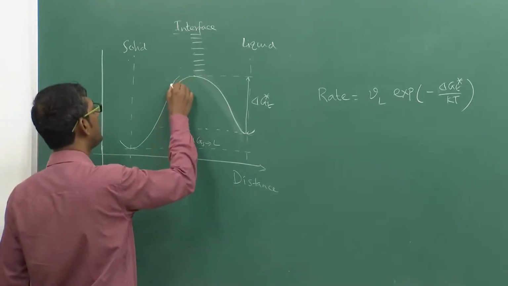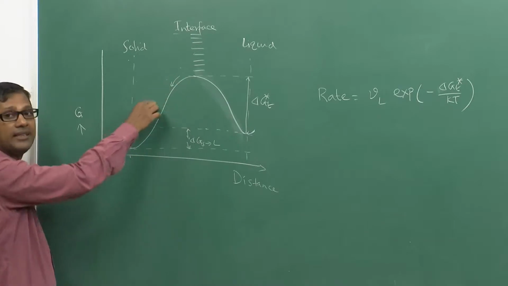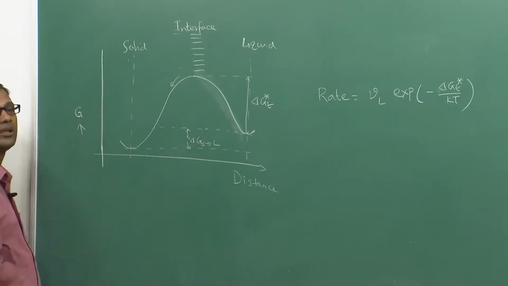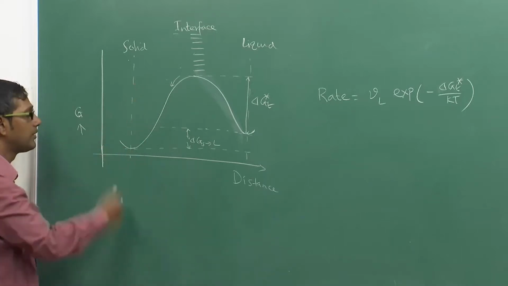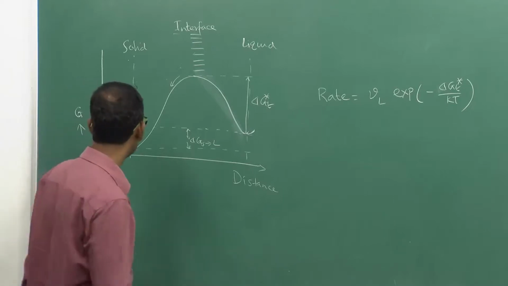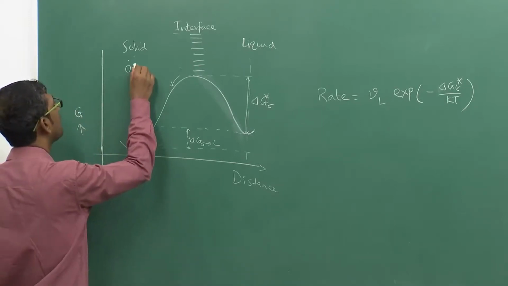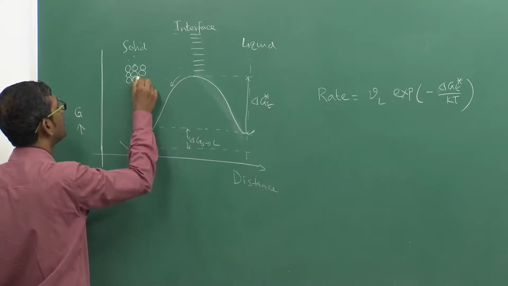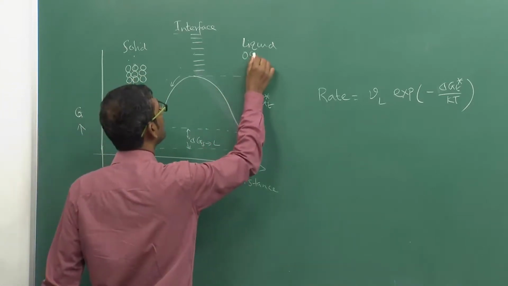Once an atom crosses this barrier, it slides down the energy gradient and becomes part of the solid. That's what happens. In the solid, atoms are nicely ordered, but in the liquid they are haphazard.